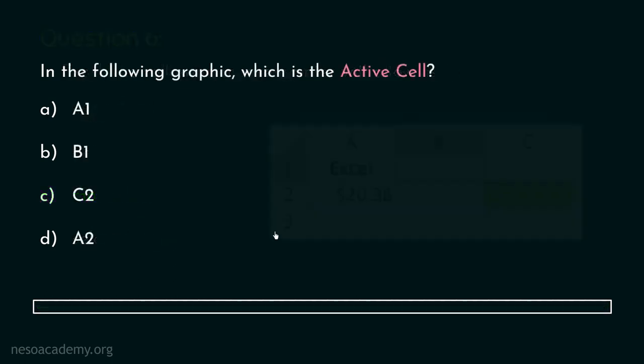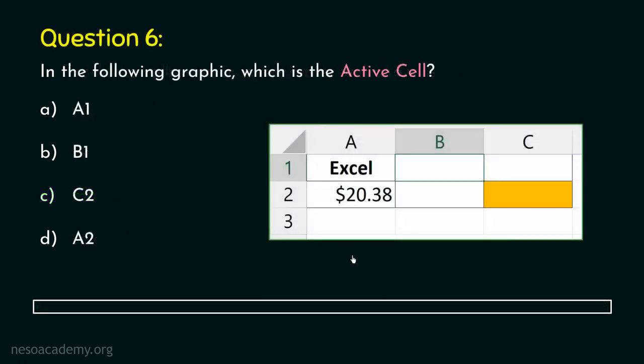Now comes the sixth question of this quiz on your screen, and you again have 15 seconds to solve this question. So your time starts now. Time up. And the answer to this question is option B, B1.